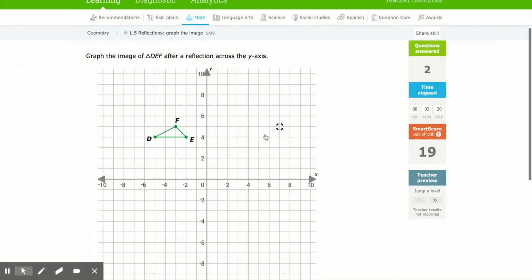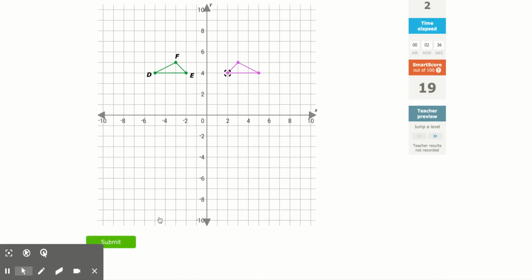Okay, another one against the y-axis. I was hoping it would have gave me one that wasn't against the y-axis or across the y-axis. Sometimes they'll say through the y-axis. It's either across, through, or over. All those words do work.